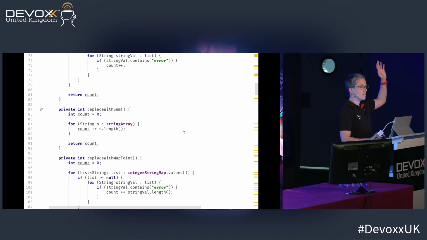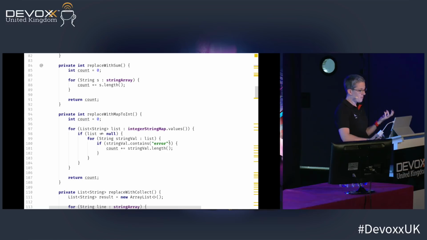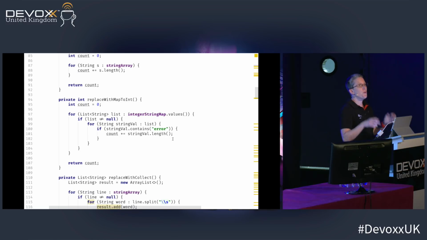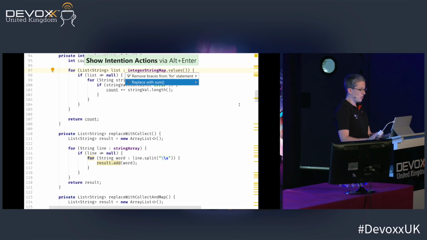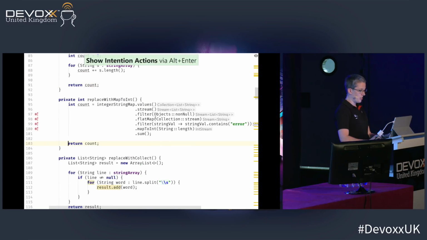Who's using Java 8? Who's using something before Java 8? Okay. So that's cool, actually. For the poor people who are not using Java 8, these are kind of useful for you, because when you migrate, you'll be able to automatically turn things like this into stream operations like this.